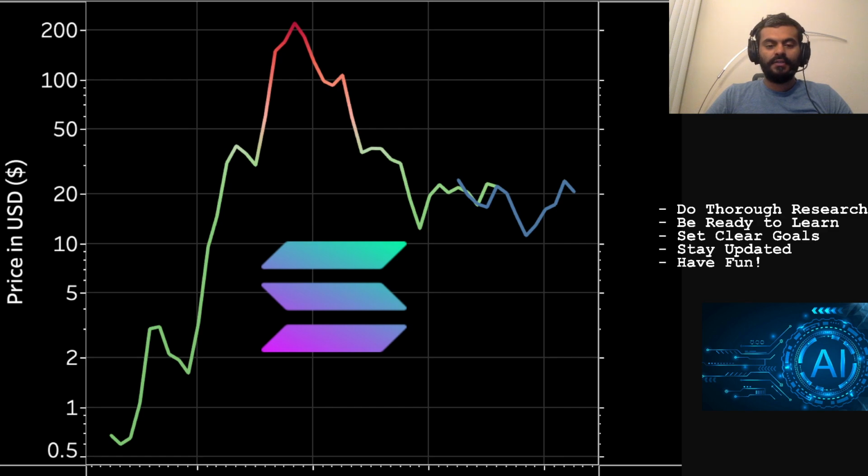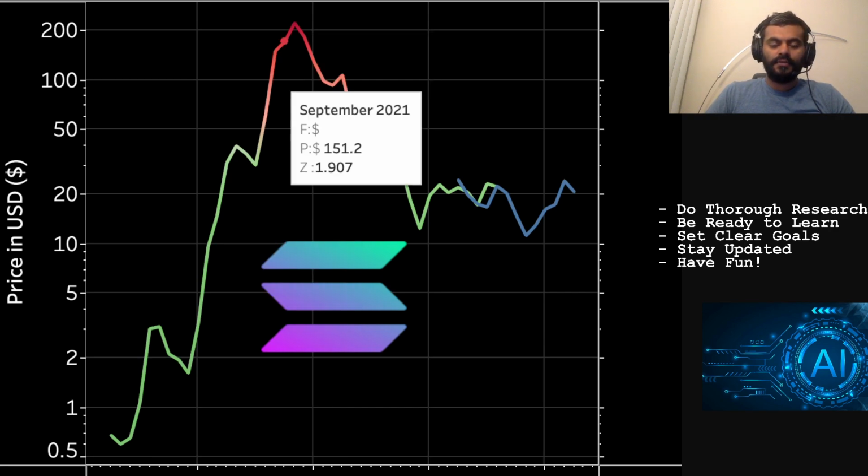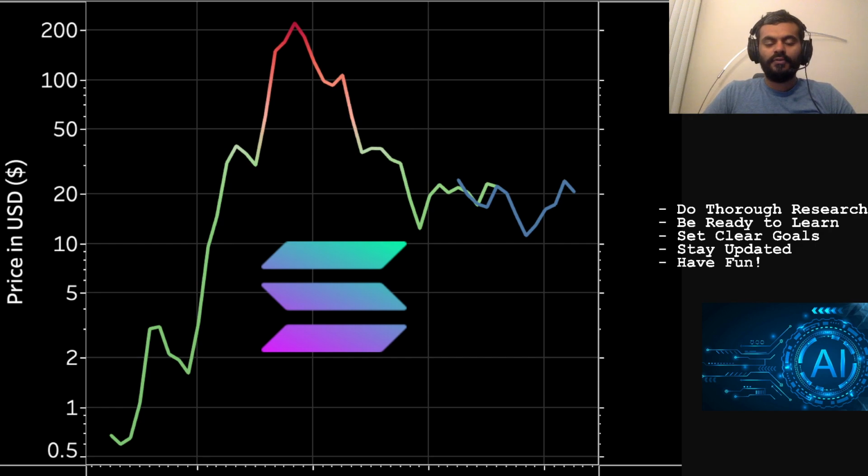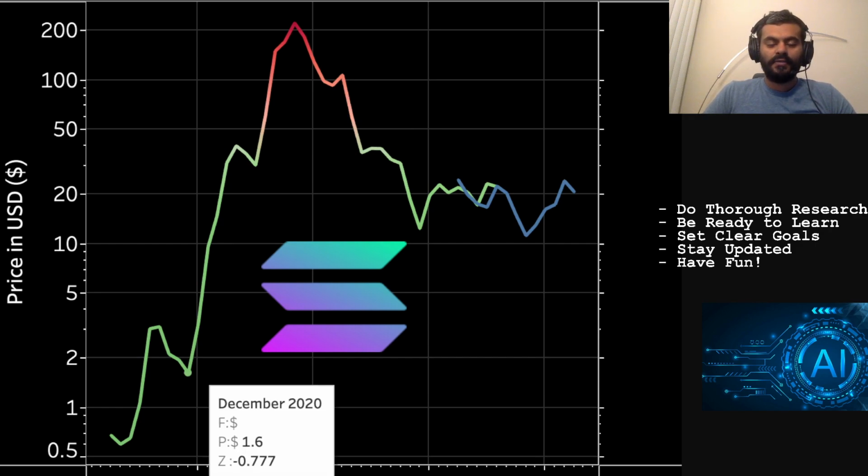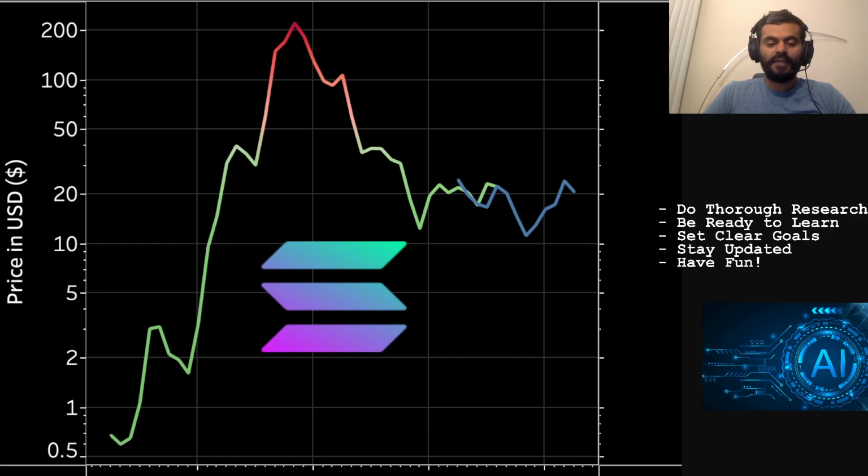So let's get started. The price on the chart on your screen is color coded. That's the monthly average price for Solana SOL token, and it's color coded from dark green to dark red based on the z-score, which is a metric of how far the monthly price for any month is away from the average price for the entire time series in terms of standard deviation.